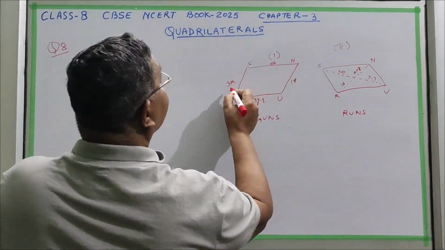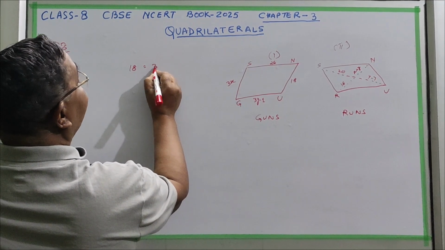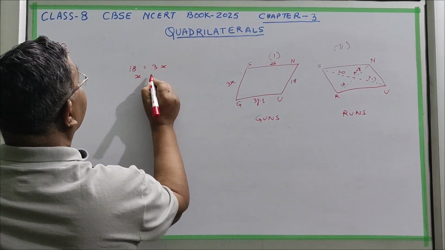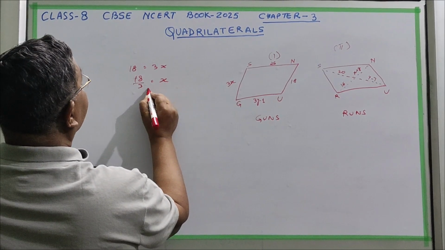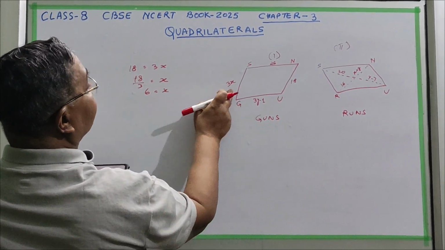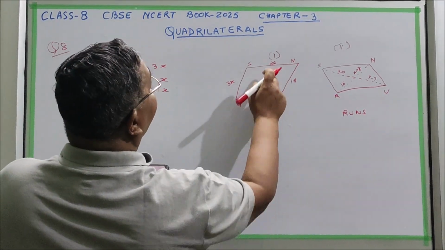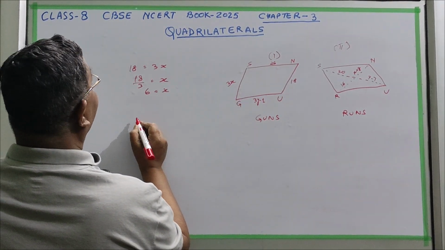So here it will be 3x. So 18 is equal to 3x. So x is equal to 18 upon 3, so 6 is equal to x. So the value of x will be 6. And here, the opposite sides are always equal.